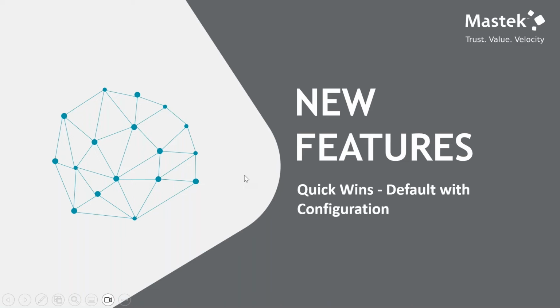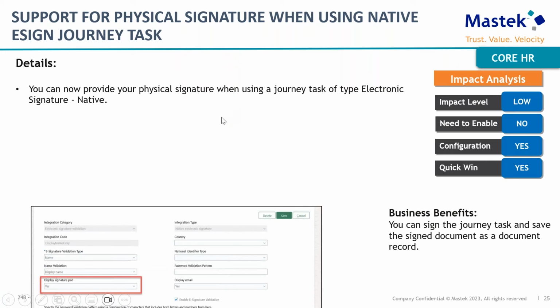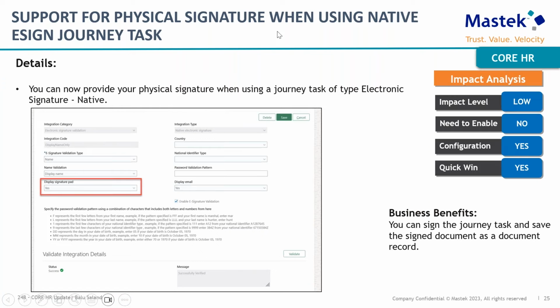So moving to the features that are quick wins, but where we have a little bit of configuration required to utilize those features. The first feature comes up in the journeys area. Now Oracle has provided support for physical signature when using the native e-sign journey task. Now you can provide your physical signature when using the journey task of electronic signature native.